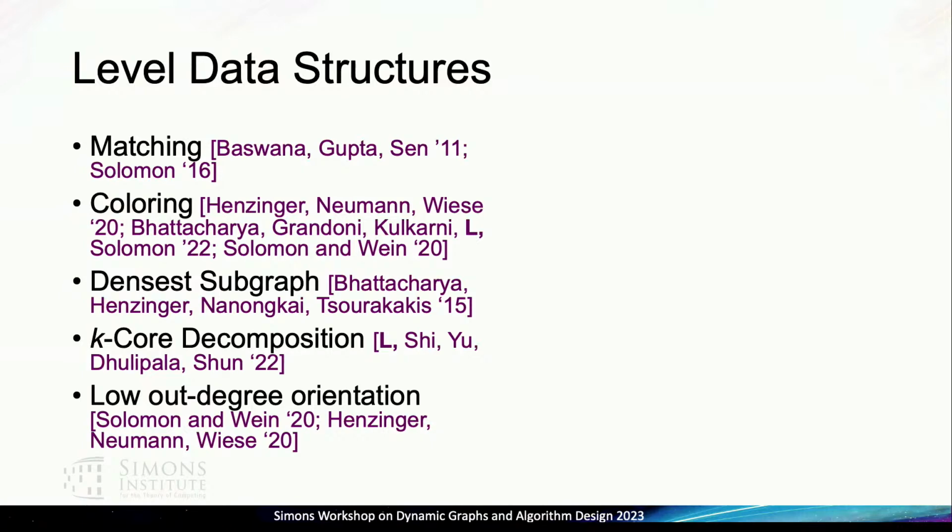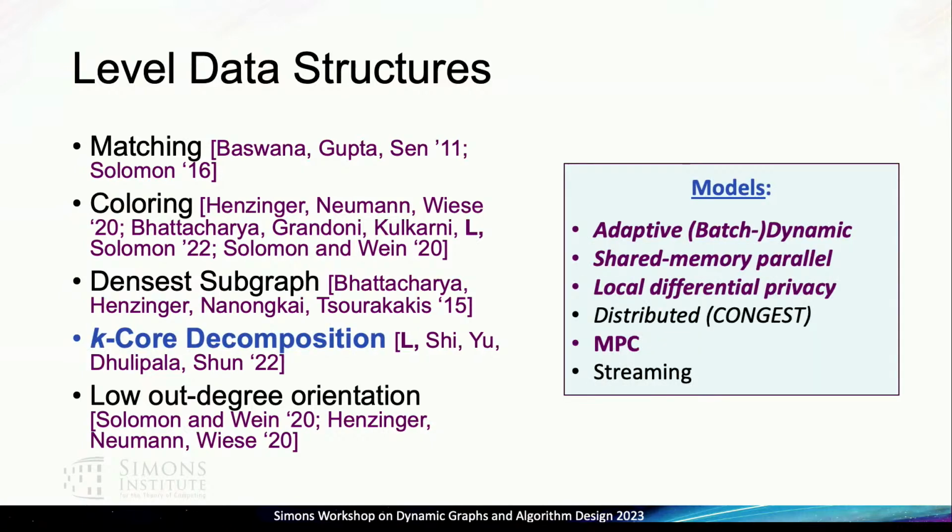Within this class of data structures, I'll focus on the k-core decomposition problem. For this problem, we have solutions that can be adapted to all of these models. The models which are italicized are the ones for which we have the best known theoretical solution, or we match the best known theoretical solution. And for the ones that I've highlighted in purple, I'll be talking about the results for these models in purple.